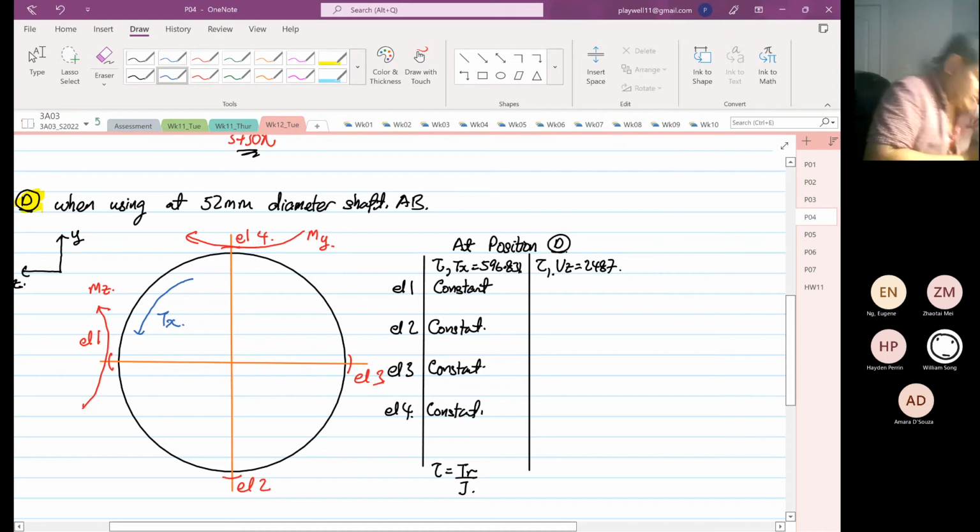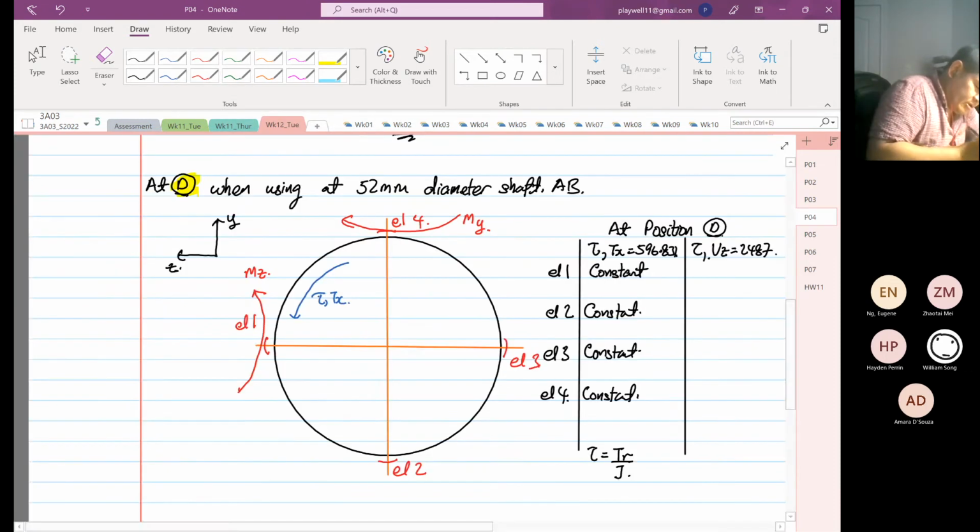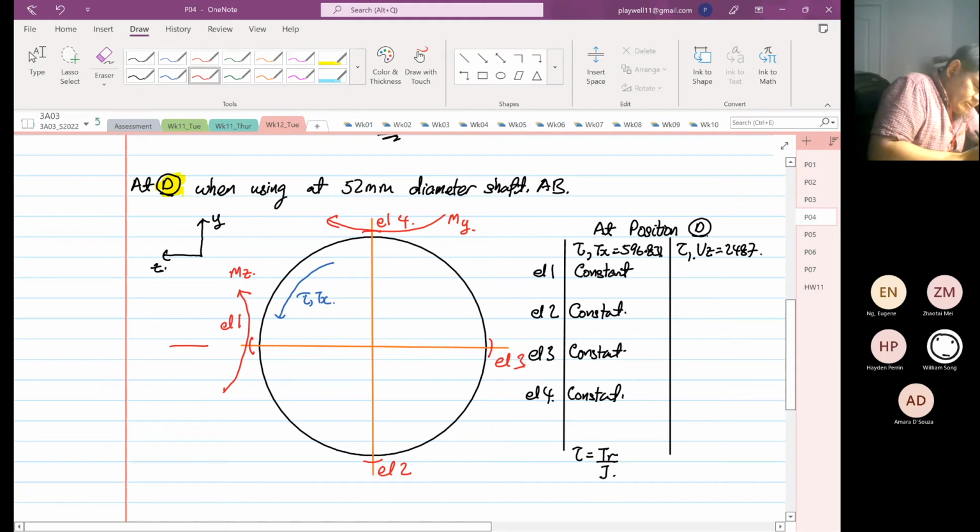in the x direction. Okay, this is the shear induced by Tx. Okay, now we are going to look at the shear force that is going to be induced by Vz.